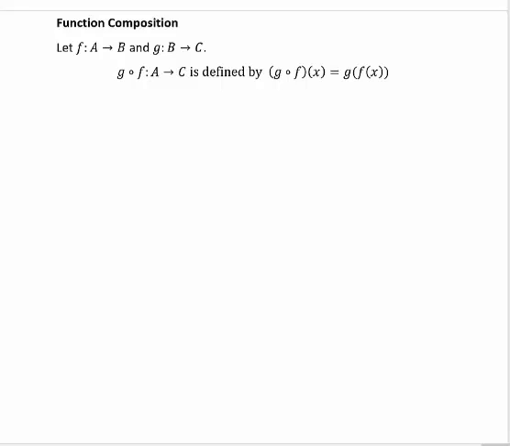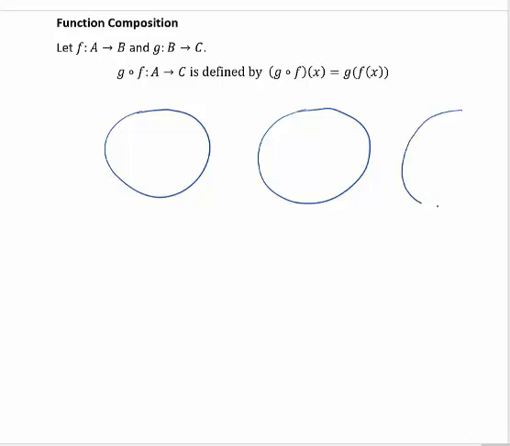Function composition is something I know that you have a good knowledge of, but let's draw a picture this way and think of it as a mapping. Well, we need three sets, A, B, and C. This is A, B, and C. And F is a mapping from A to B. And G is a mapping from B to C.